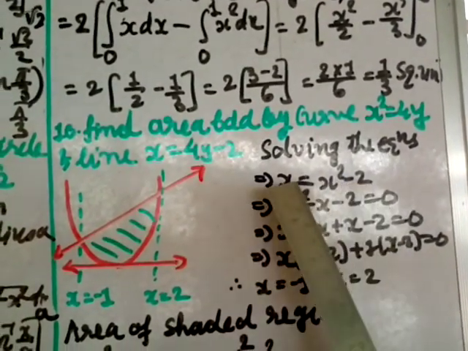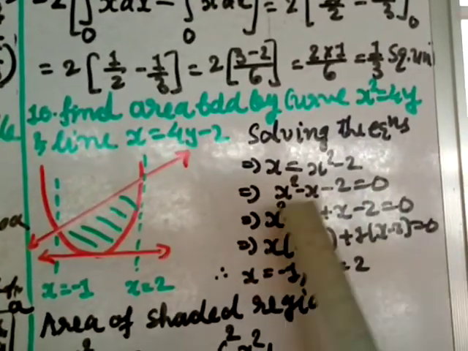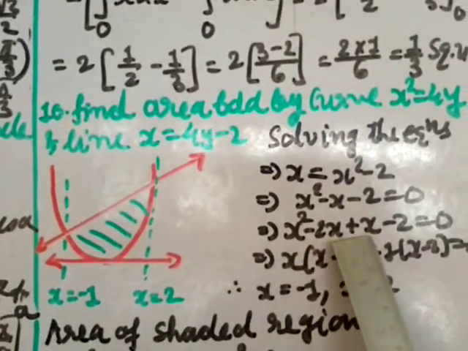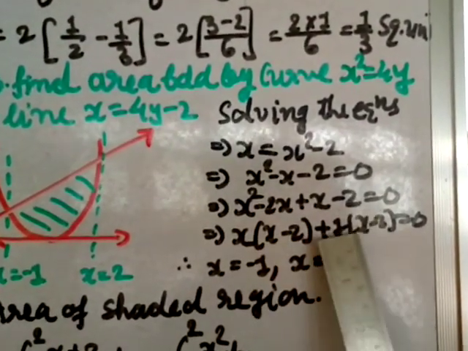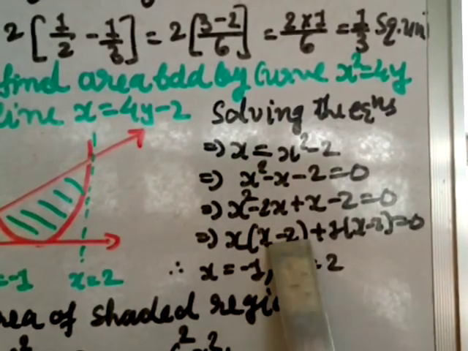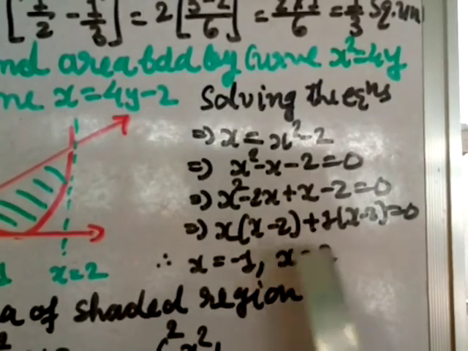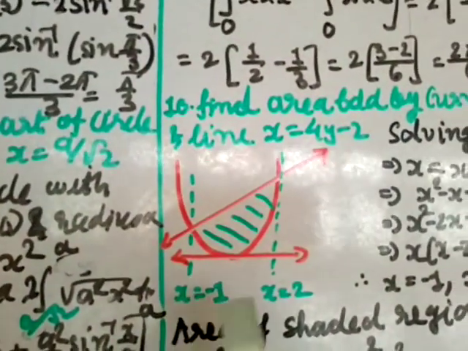Okay, transfer this here, so x square minus x minus 2 equal to 0. Split the middle term. When you split, you will get x square minus 2x plus x minus 2 equal to 0. From here x minus 2, from here plus 1 into x minus 2. So x minus 2 and x plus 1. From x minus 2, x is equal to 2, and from x plus 1, x is equal to minus 1. So minus 1 point will be this side and plus will be this side.